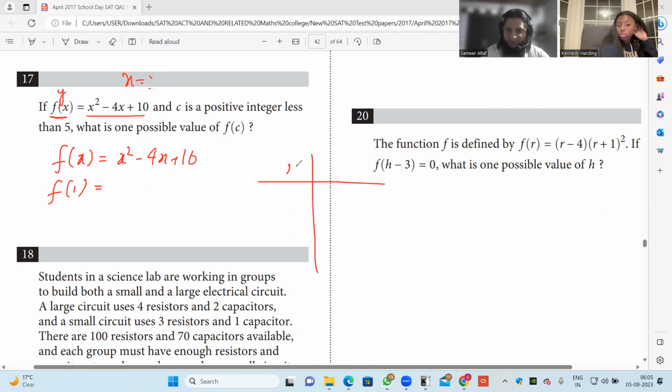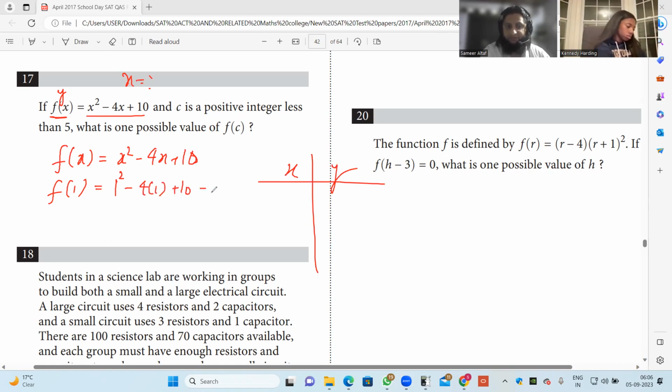X is here, Y is here. I'll be making the table. F of x equals x squared minus 4x plus 10. I want to know what is f of 1. F of 1 means what is the value of y when x is 1. So you'll be plugging in the value of x as 1 everywhere. 1 square minus 4 times 1 plus 10.